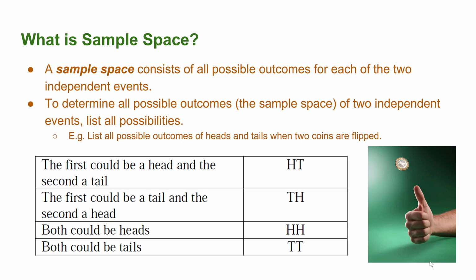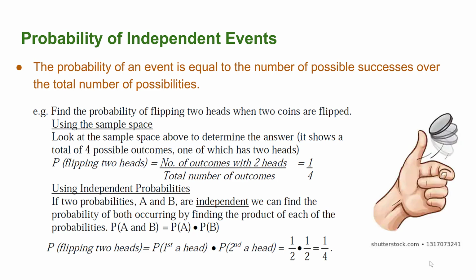So list all possible outcomes of heads and tails when 2 coins are flipped. The first could be heads and the second could be tails. The first could be tails and the second could be heads, and both could be heads and both could be tails. So there are 4 possible outcomes with 2 coins. And if there are 3 coins, which we'll talk about, there will be even more possible outcomes.